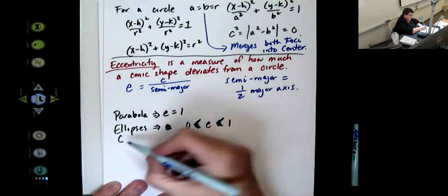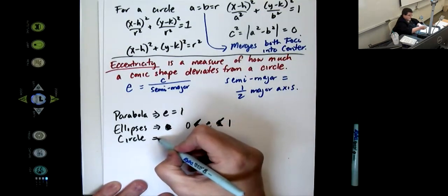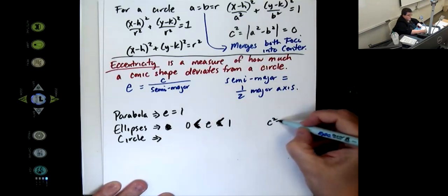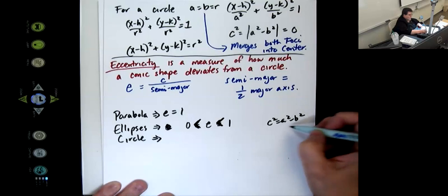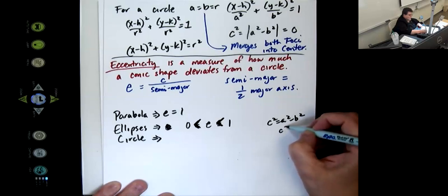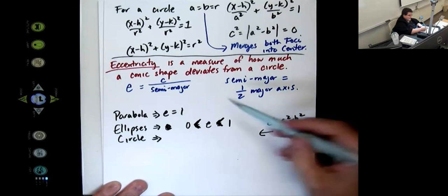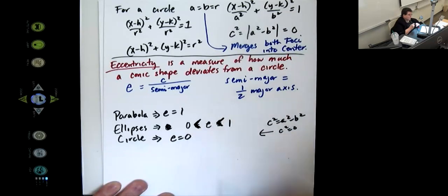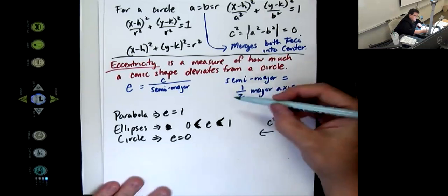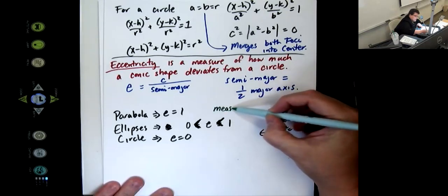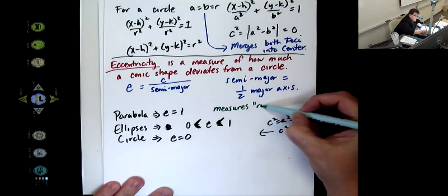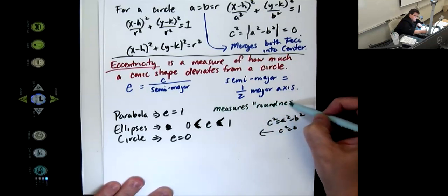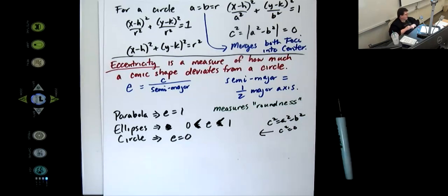And for a circle, well, circle C squared equals A squared minus B squared. And on a circle, A squared equals B squared, so C squared equals 0 on a circle. And E is C over some number, 0 over any number, so E equals 0 for a circle. Another way of putting this is kind of like it measures roundness. I have a high eccentricity. I am very round.